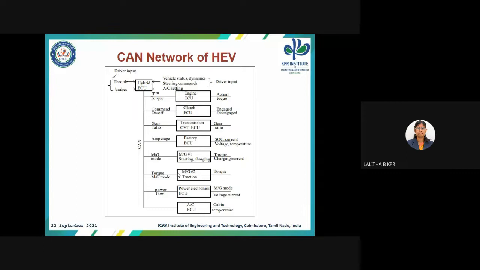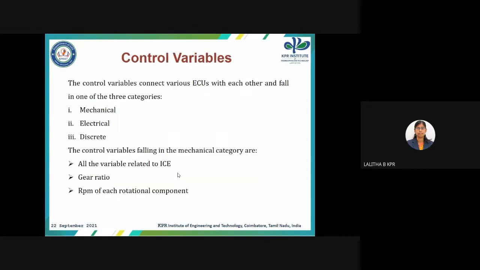The power electronics ECU input is the power flow, and it will give as output voltage and current or motoring or generating mode. It will control the switching of the motoring and generating mode. Next, the AC ECU will maintain the cabin temperature. In the CAN network, the hybrid ECU is the master of the other ECUs. It will control the other ECUs. It will get the input from the driver. The driver input is one of the control elements in the electric vehicle.